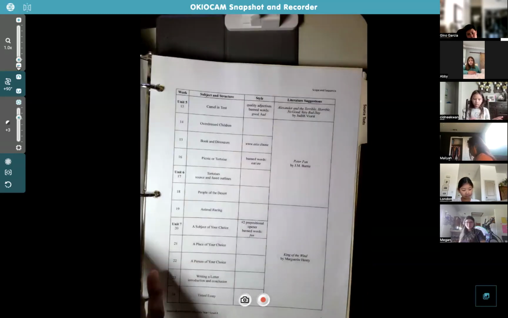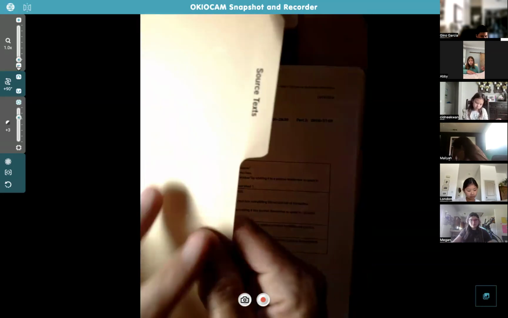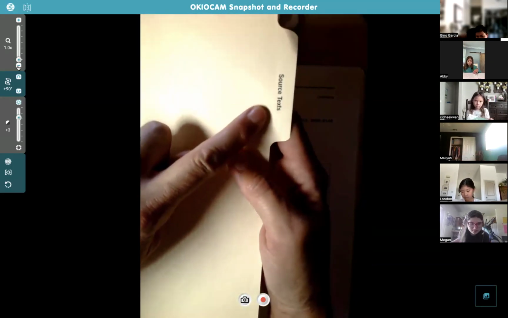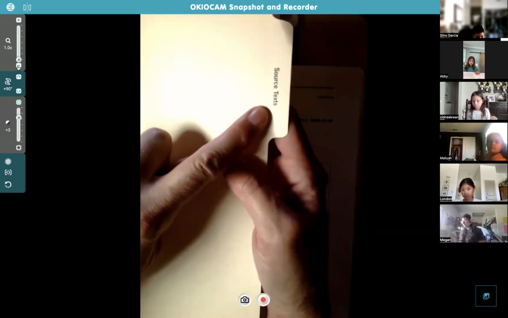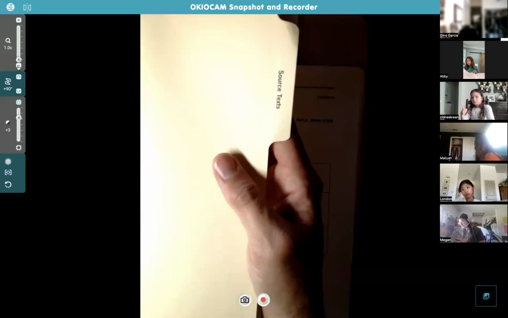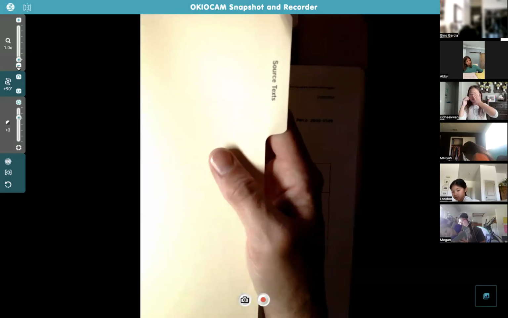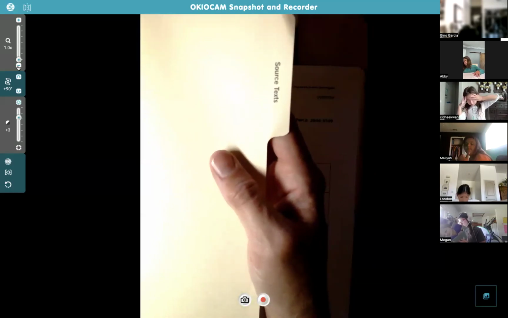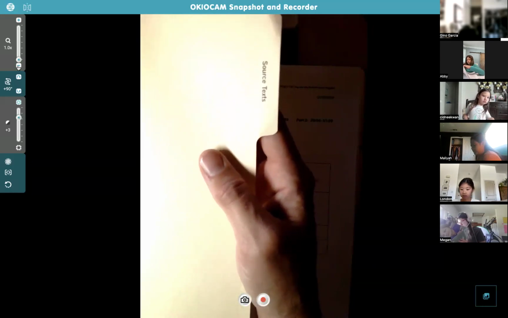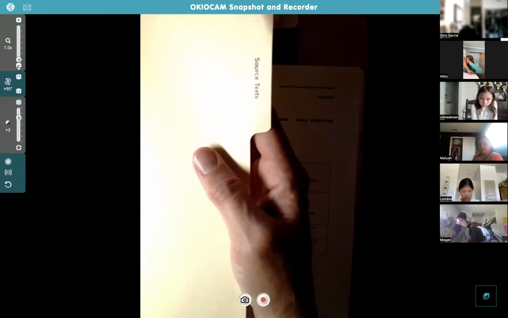I want you to go all the way to that first tab. See what it says right here? Source texts. Give me a thumbs up if you see that tab. Source texts. Now, using a binder is a little tricky. I see that, Malia. Thank you. And I'm going to teach you how to stay organized, but it's going to take a little practice.